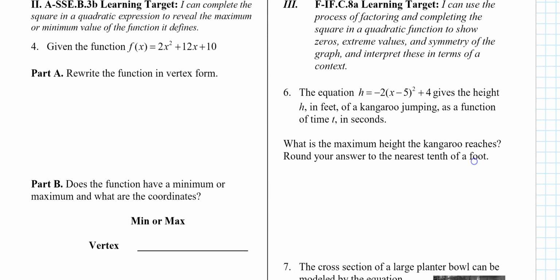Moving on to number 4. Given the function f of x is equal to 2x squared plus 12x plus 10, rewrite the function in vertex form. So once again, we know what vertex form is. It's y is equal to a times (x minus h) squared plus k. I can see a already, so I know it's going to be y is equal to 2 times (x minus something) squared plus something else. So I'm going to go to my graph one more time.